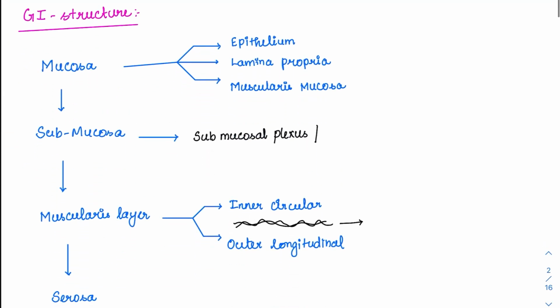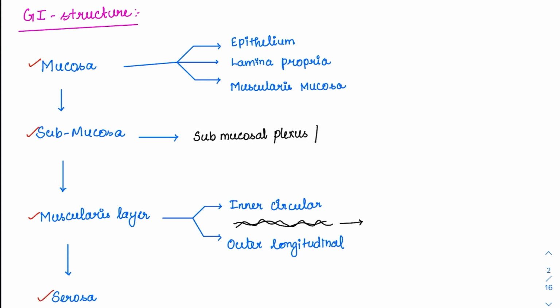First, the GI structure. The GI structure, basically all of you know, is made up of the mucosa. Immediately below the mucosa, we have the submucosa. Below the submucosa, we have the muscularis layer, that is the muscle layer of the GIT. Then finally, the serosal layer.